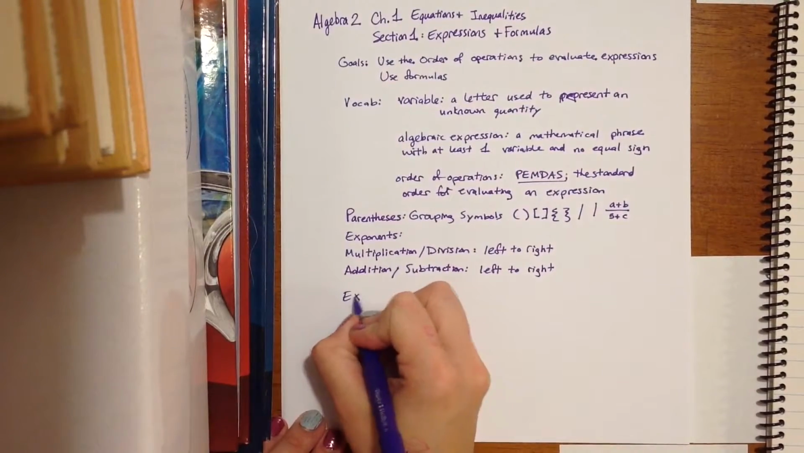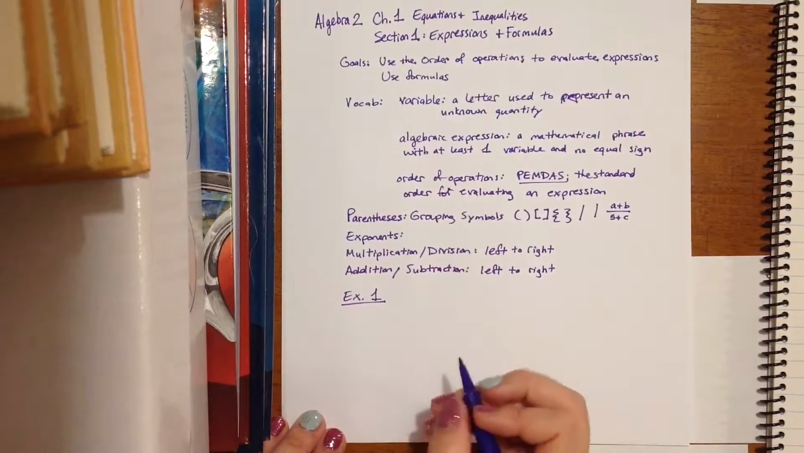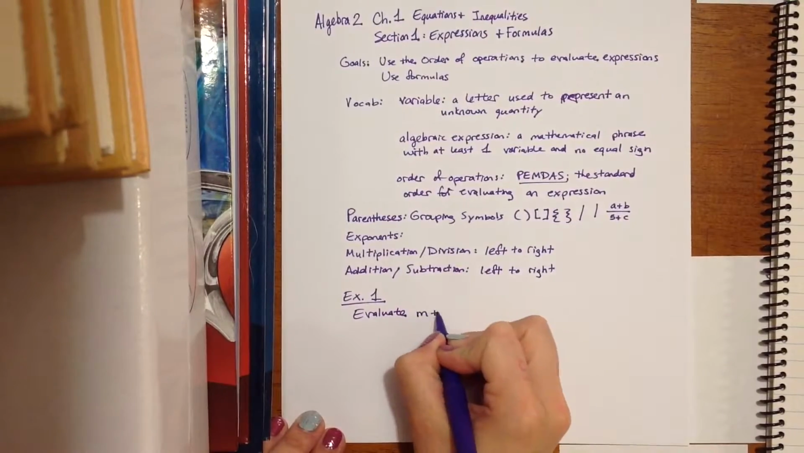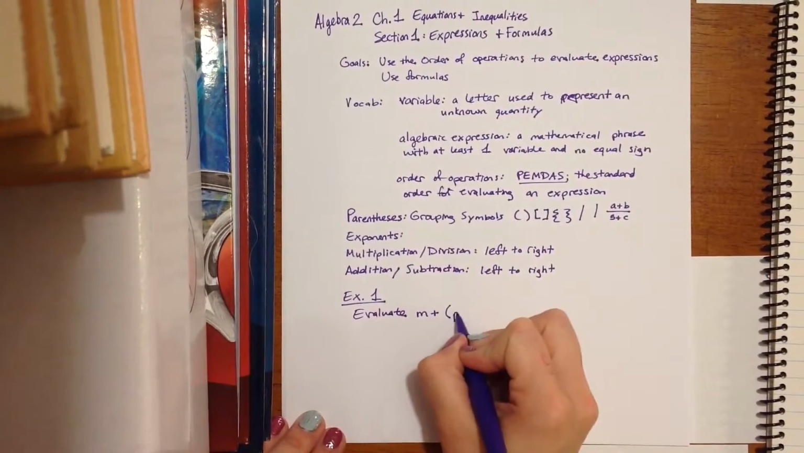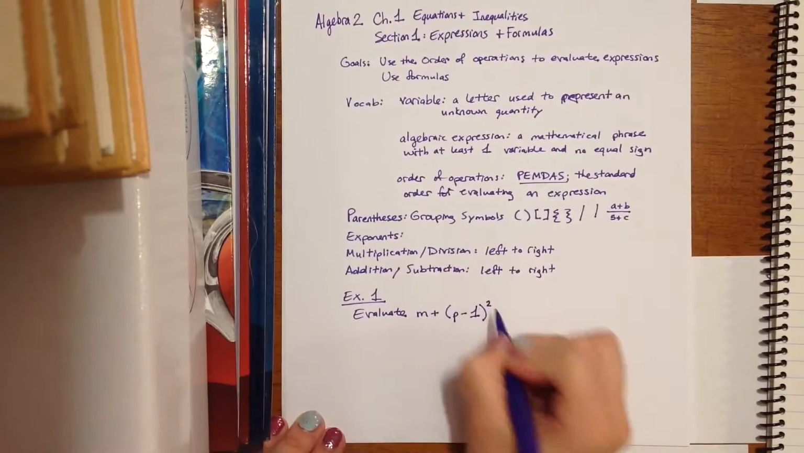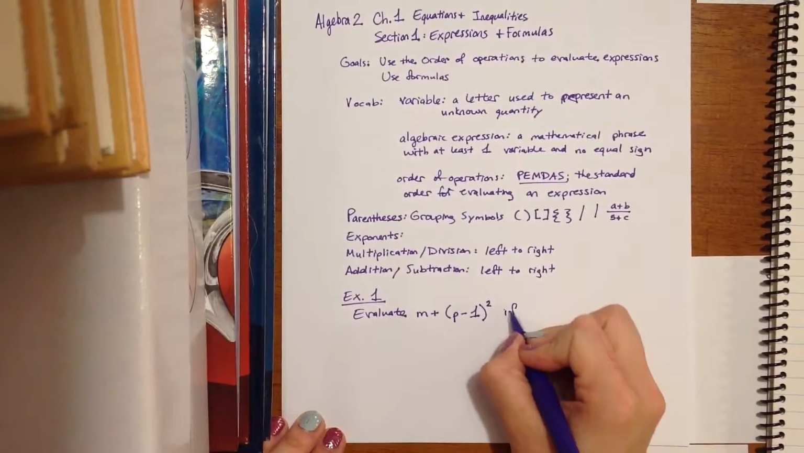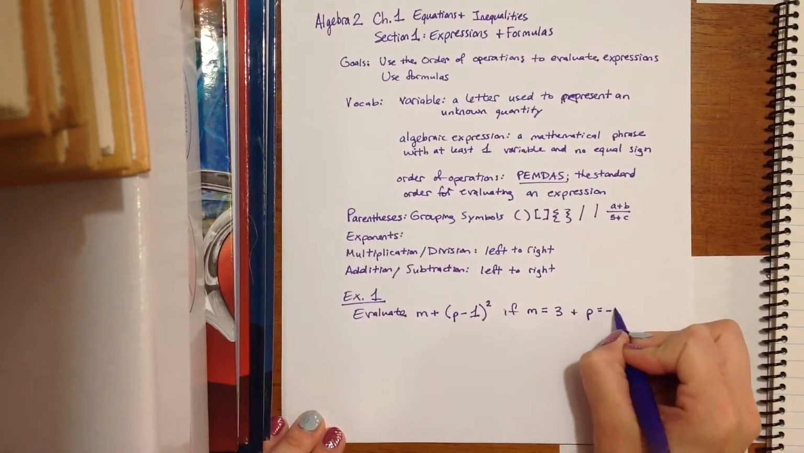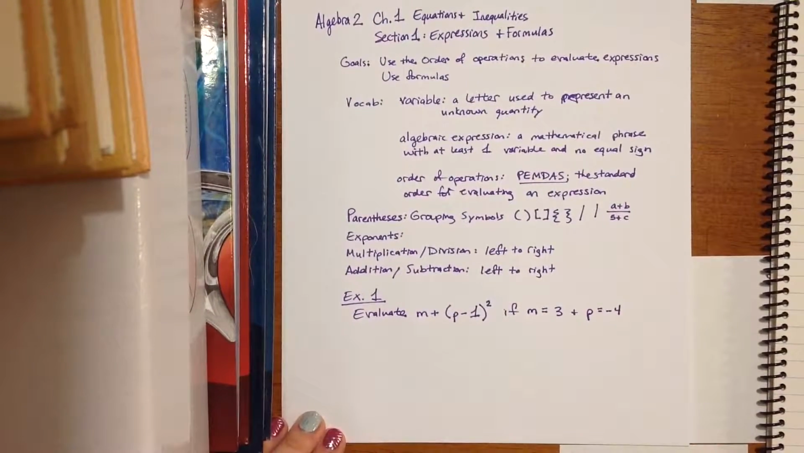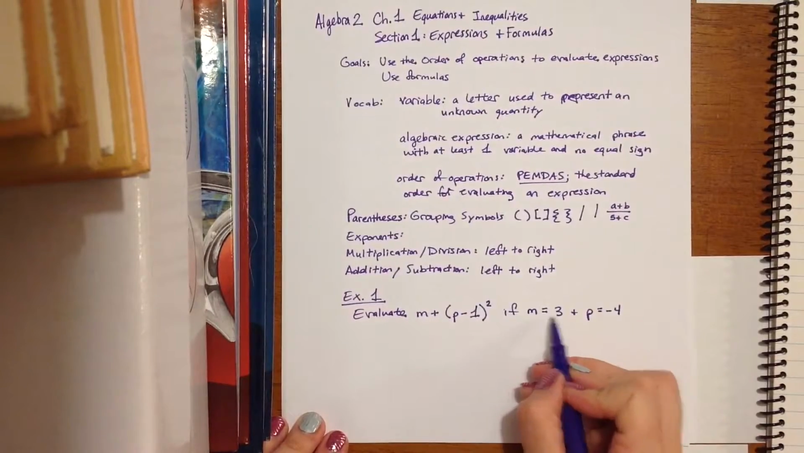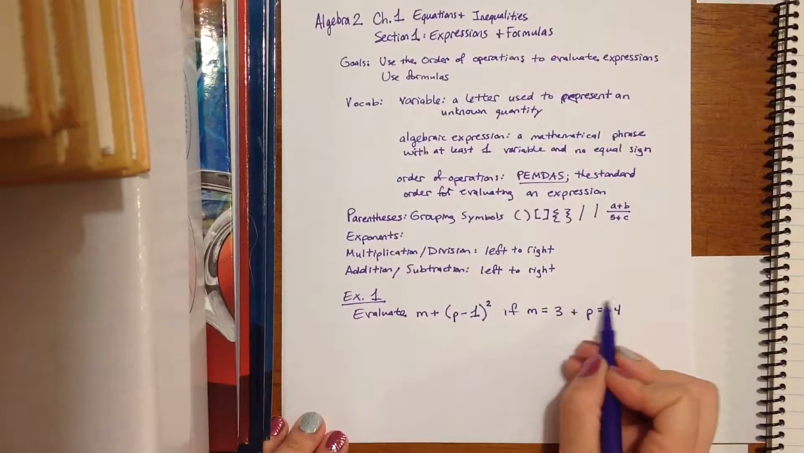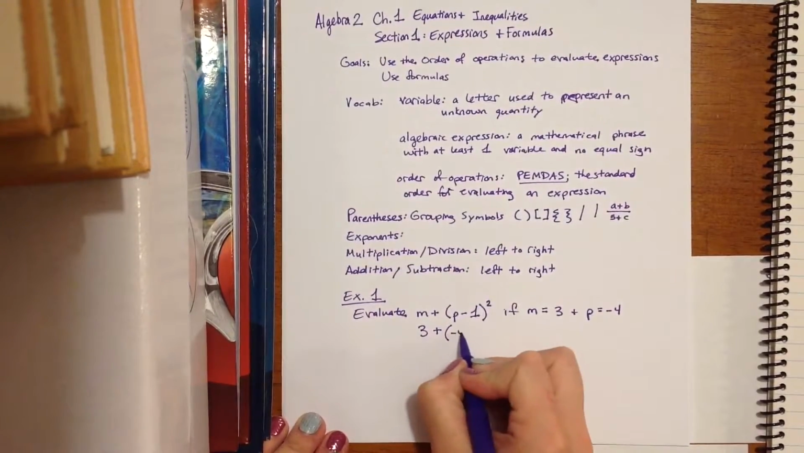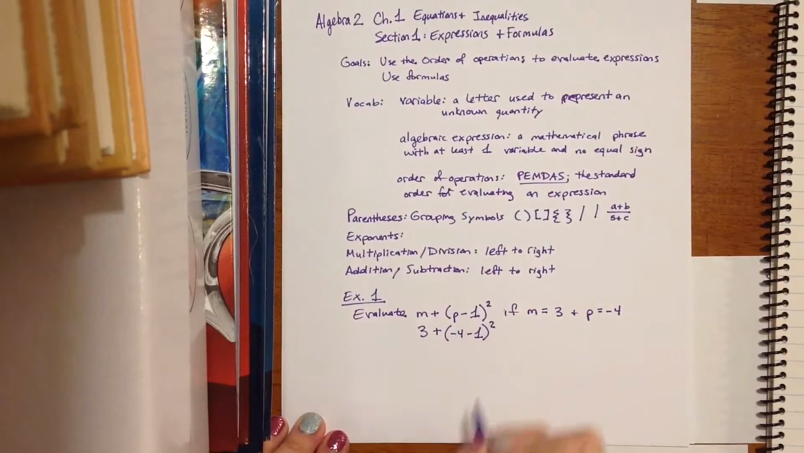First example, I would like us to evaluate this expression: m plus the quantity p minus 1 quantity squared, if m equals 3 and p equals -4. Again, hopefully this is review for you guys. First thing we're going to do is plug in these variable values into our expression. So I have 3 plus -4 minus 1 quantity squared.